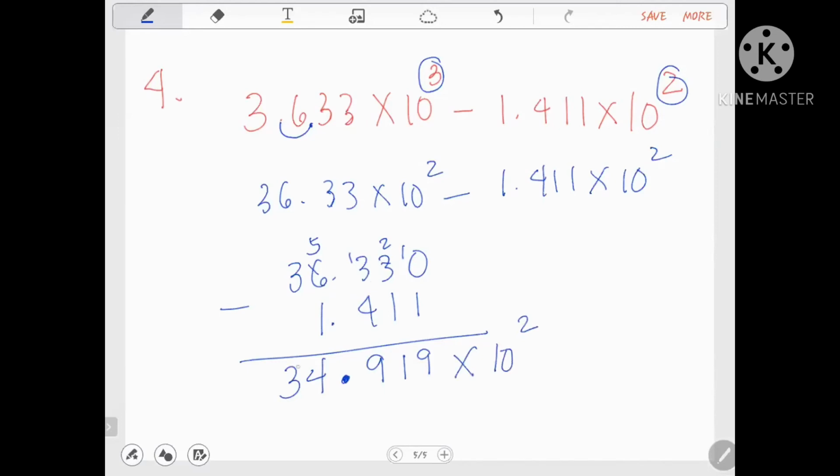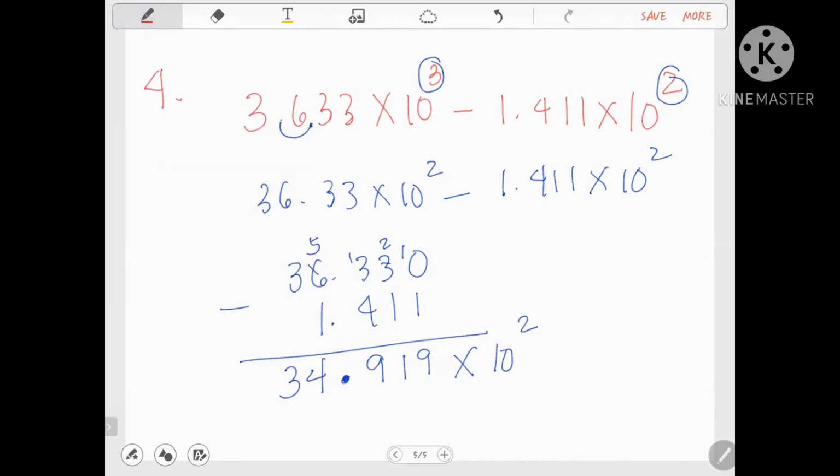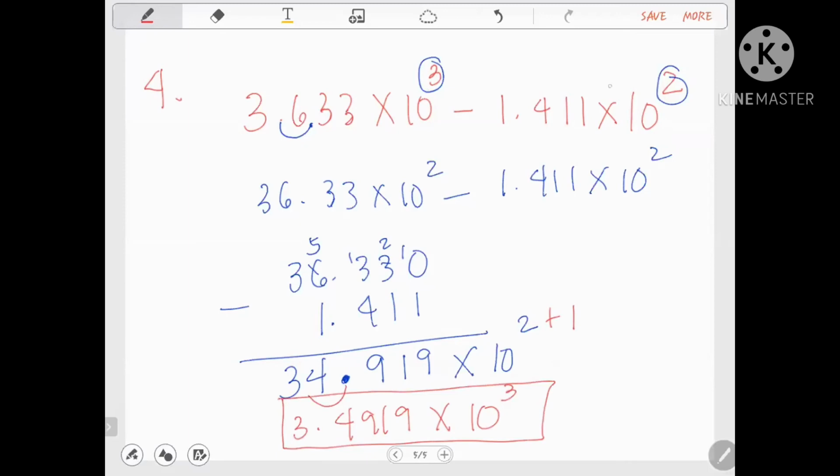But as you can see, this is still 2 digits. Make it 1 digit. So let's move this one here. So that's 3.4919 times 10. So you have to add 1 here. That will be to the third power. And that is the difference between these two scientific notations. 3.4919 times 10 to the third.